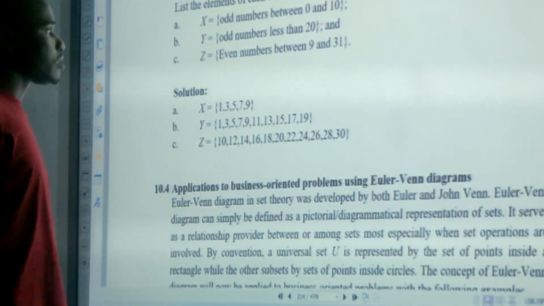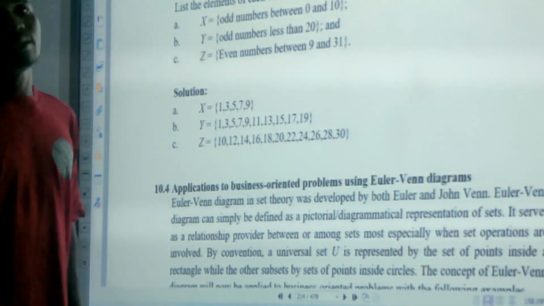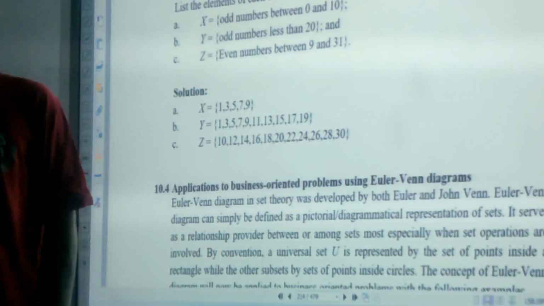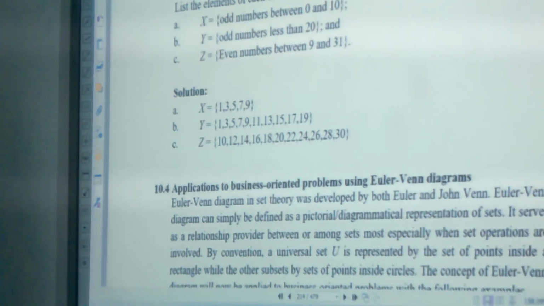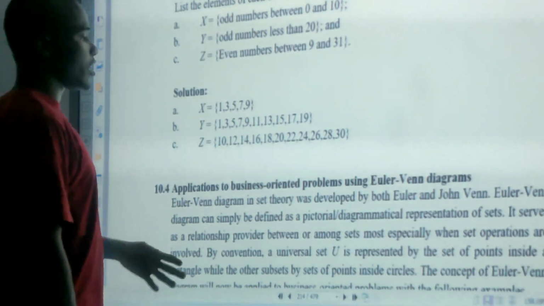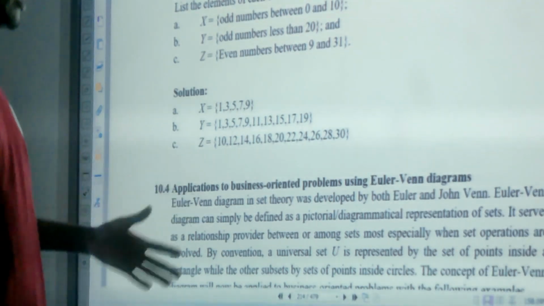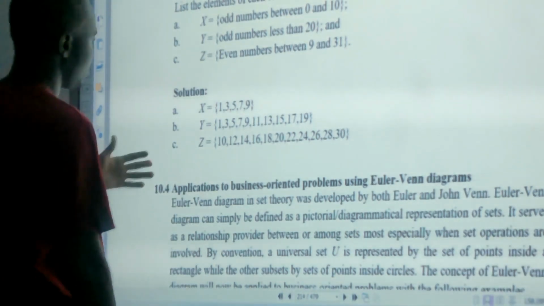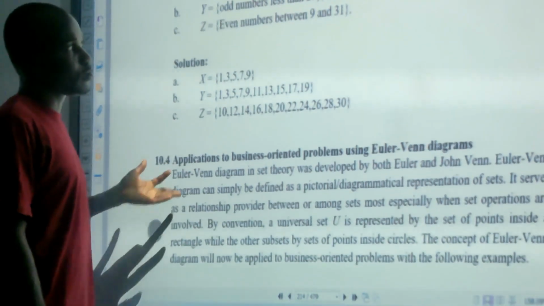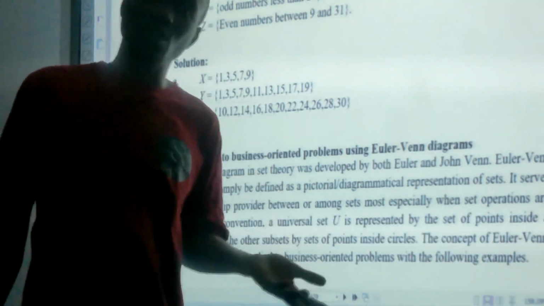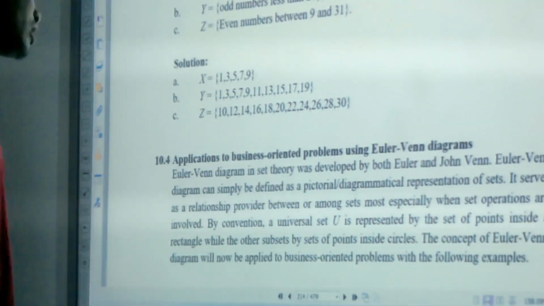Z is now the even numbers between 9 and 31. The first even number between 9 and 31 is 10. So 10, 12, 14, 16, 18, 20, 22, 24, 26, 28, 30. That is the set Z. 32 is the next even number, but we said between 9 and 31.